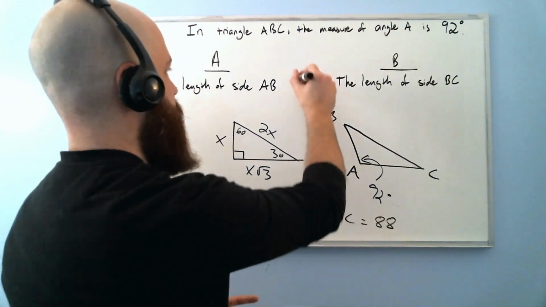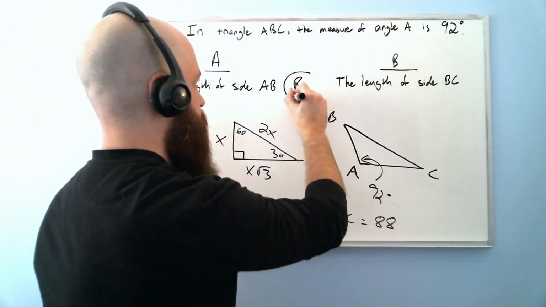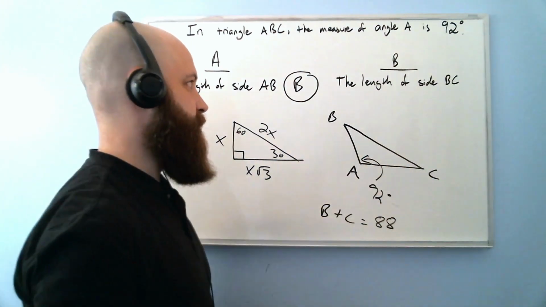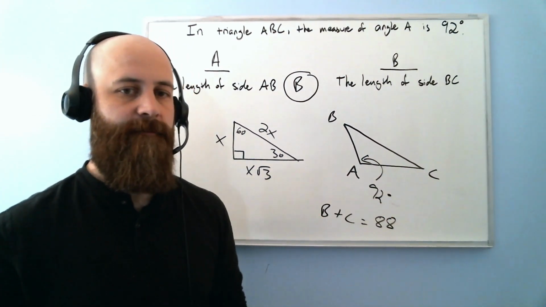Okay, so that confirms, yes, BC has to be the longest side because it's the side opposite the largest angle, so the answer to this one is B.